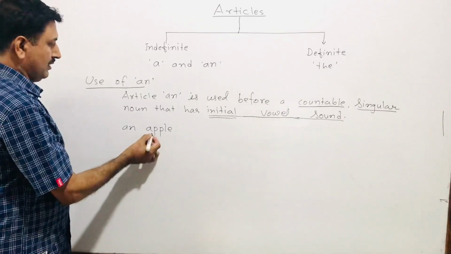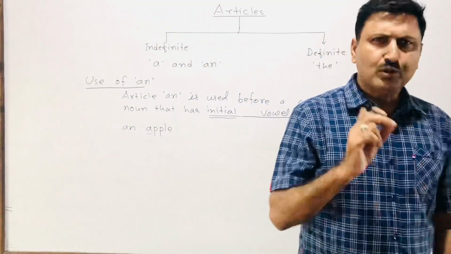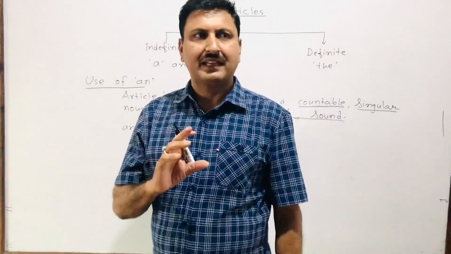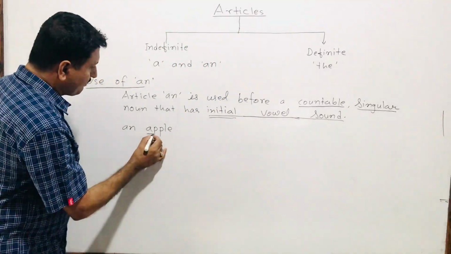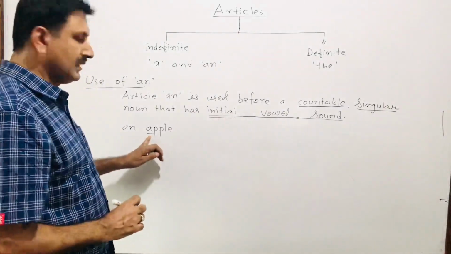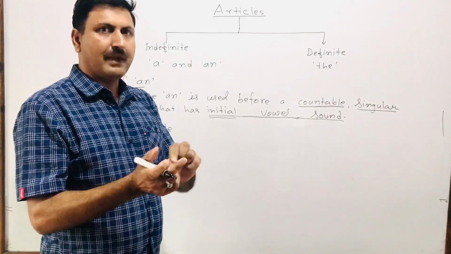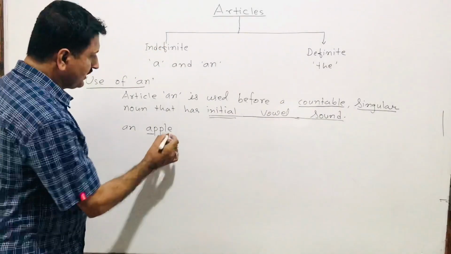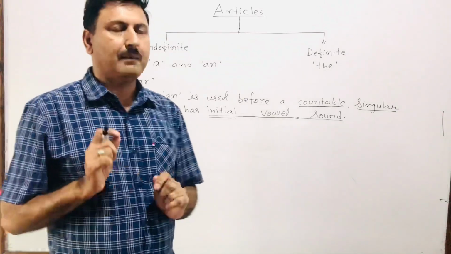An apple, apple, an apple. Although we say apple, yeah, it is not actually yapple, an apple. So it has a vowel sound at the beginning. Sound wise, it has a vowel sound. We can count 1 apple, 2 apples, 3 apples, countable. And here it is singular, so we can write an apple.